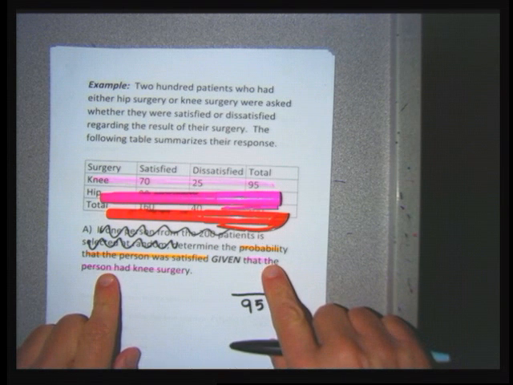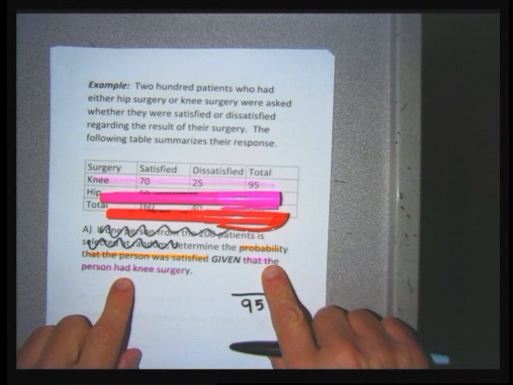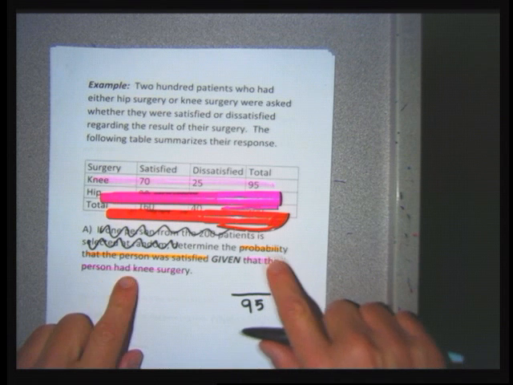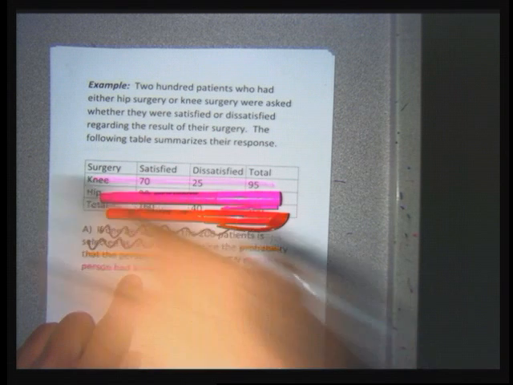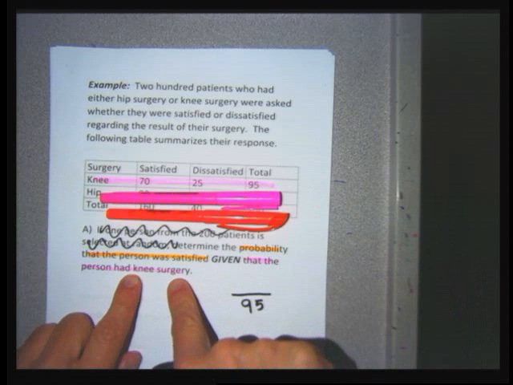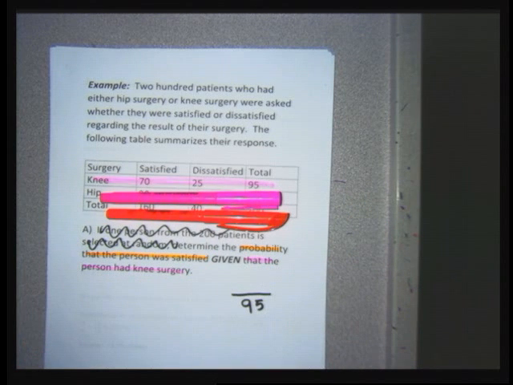So I'll look through the table and I'll look in my problem after the word given, and I'll isolate the portion of the table that is focusing on that. So I'm only focusing on the 95 people that had knee surgery. That's going to give me my denominator. So I look at either the row or the column of the table that is being talked about after the word given, and on my first step, I'm either going to isolate a row or I'm going to isolate a column. And in this case, I'm isolating a row because I'm given the people that had knee surgery. So I'm not looking at any of the rest of the table anymore.